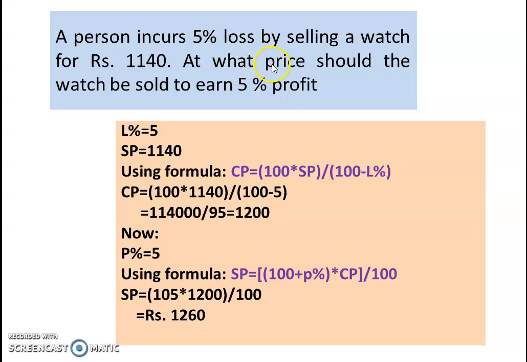Now we need to calculate the price when profit is 5%. So profit percentage is 5. Value of CP is 1200. We can calculate the selling price using this particular formula, (100 plus profit percent) into CP divided by 100. So after putting these values, value of SP is 1260. So at this price, watch should be sold to earn 5% profit.